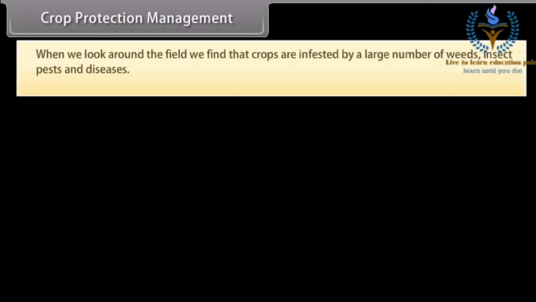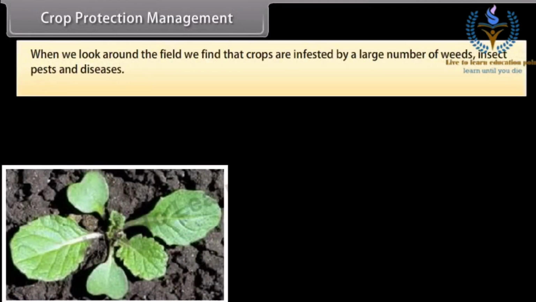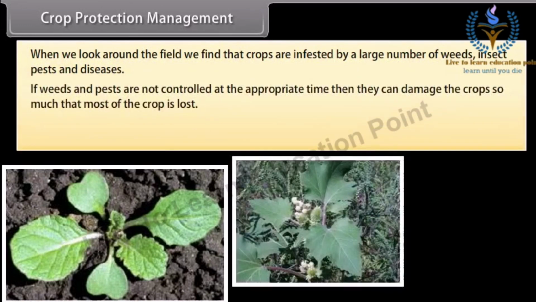Crop protection management. When we look around the field, we find that crops are infested by a large number of weeds, insect pests and diseases. If weeds and pests are not controlled at the appropriate time, then they can damage the crops so much that most of the crop is lost.